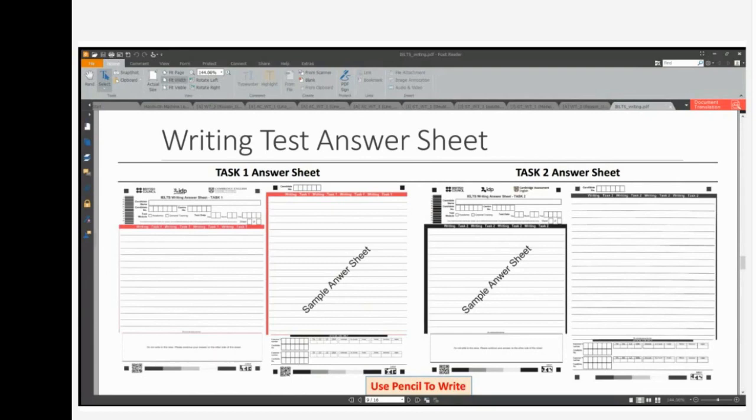In case of computer delivered IELTS test, all you need to do is to type. So please make sure that you're typing properly. Your typing speed should be quite fast. Otherwise, it's going to be a problem for you to write everything you want if you're not fast enough with your typing.